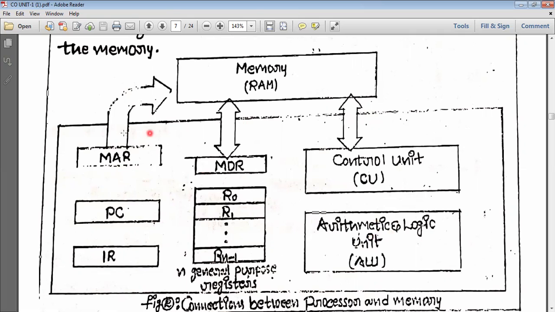So what happens here? What is PC? Program counter. This program counter is used in many topics in this unit. So what is the purpose of program counter? It fetches the address location of the next instruction.